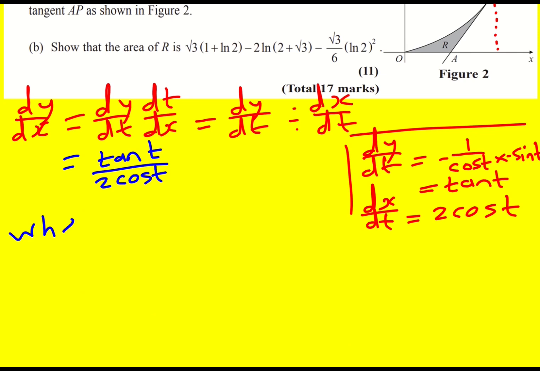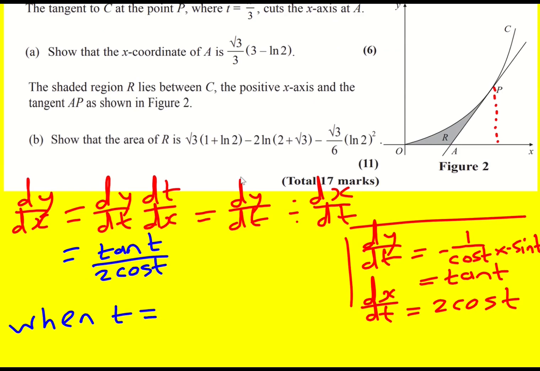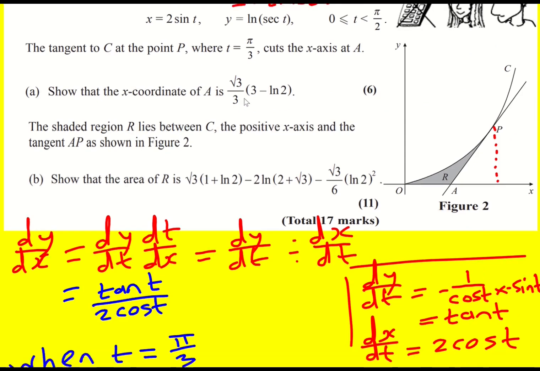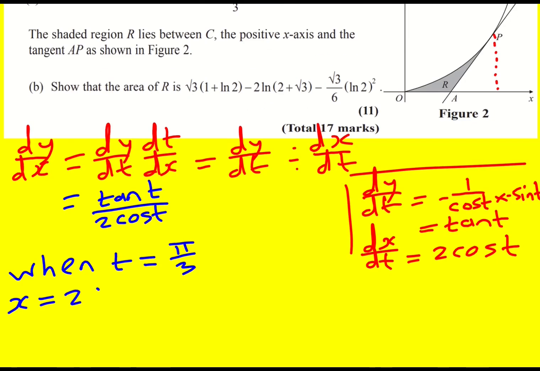So when t is equal to, it was pi over 3, wasn't it? x is going to equal 2 sine pi over 3. Now that is the same as sine 60, and you need to know that sine 30 is a half, sine 60 is root 3 over 2. So it's root 3 over 2 times 2, it's root 3.